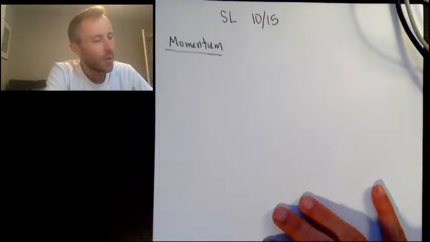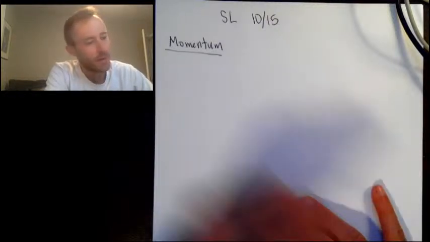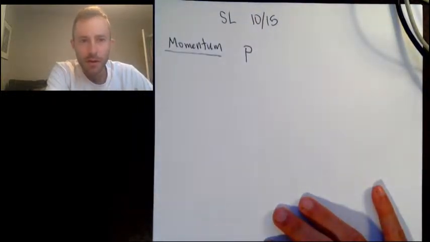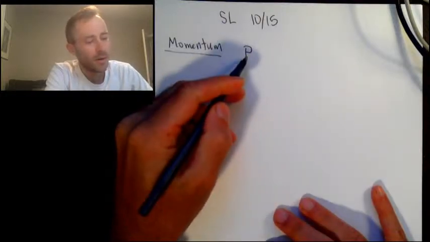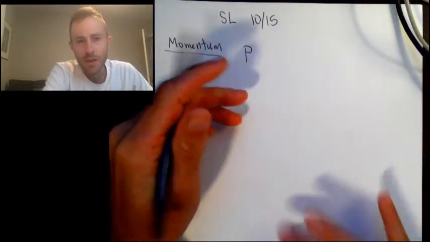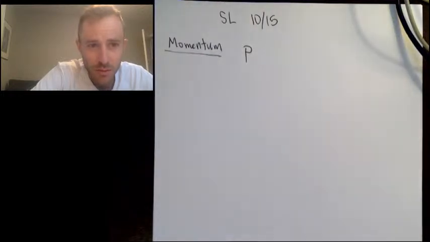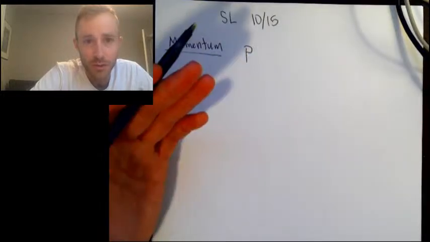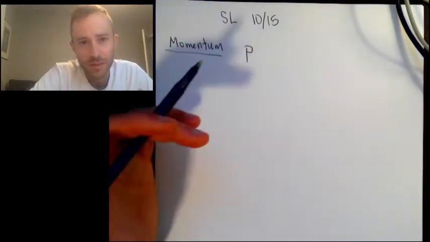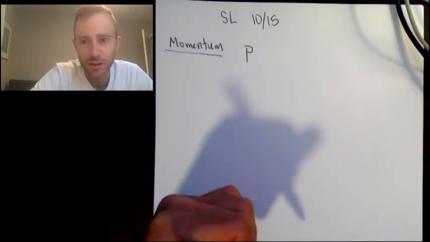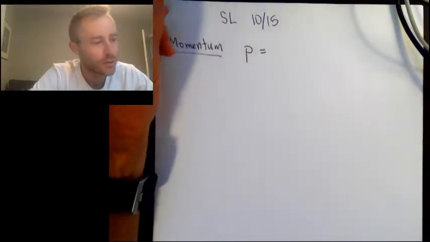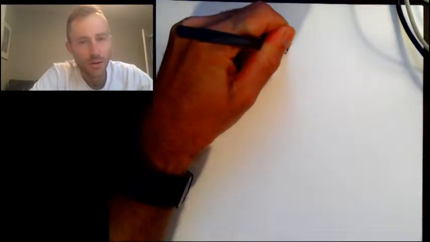All right. Momentum is denoted by p. P is also for power, which we learned about last time. Typically, momentum is a lowercase p and power is an uppercase P. But if you need to distinguish between the two, you always can. You can put a subscript or whatever. The formula for momentum is mass times velocity.